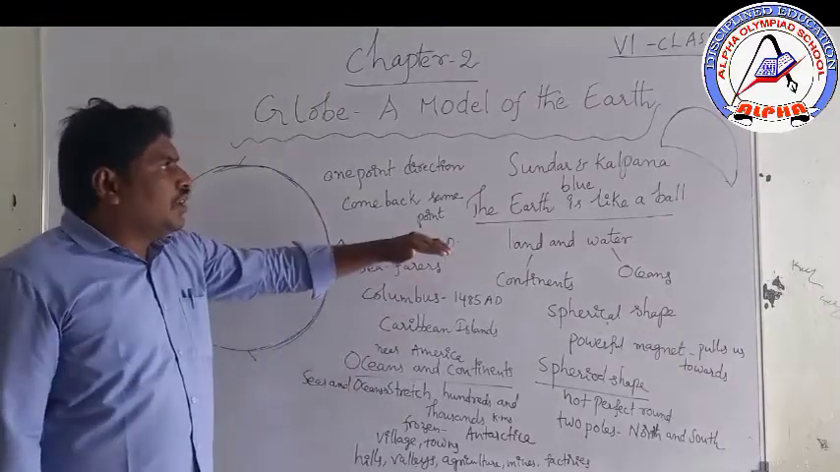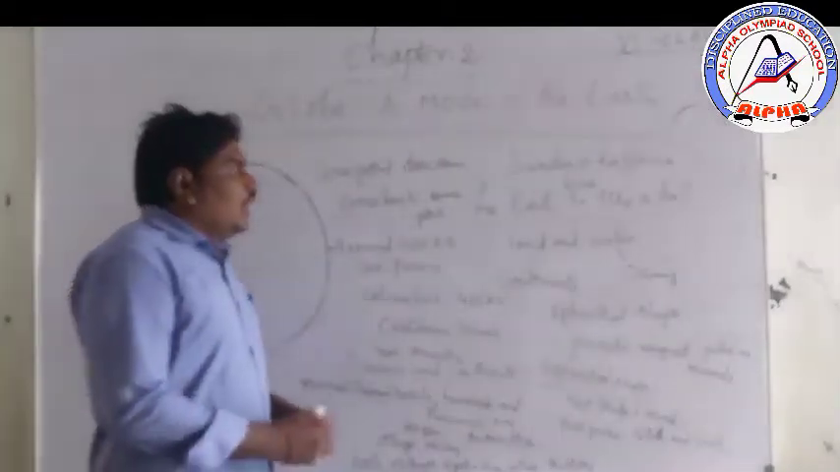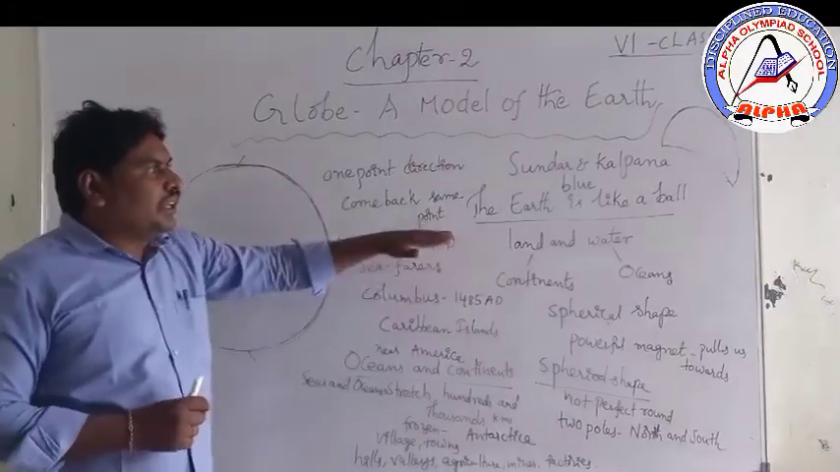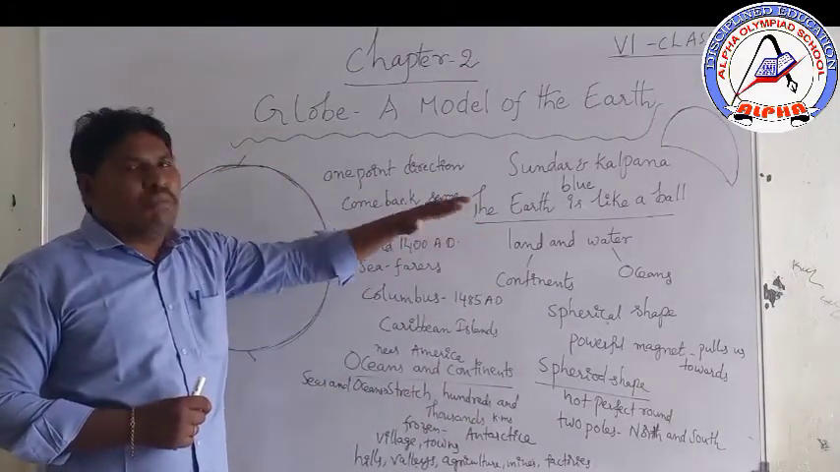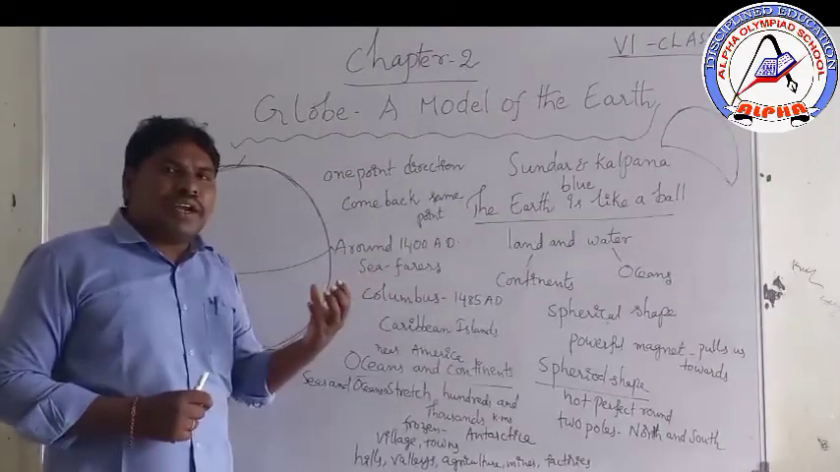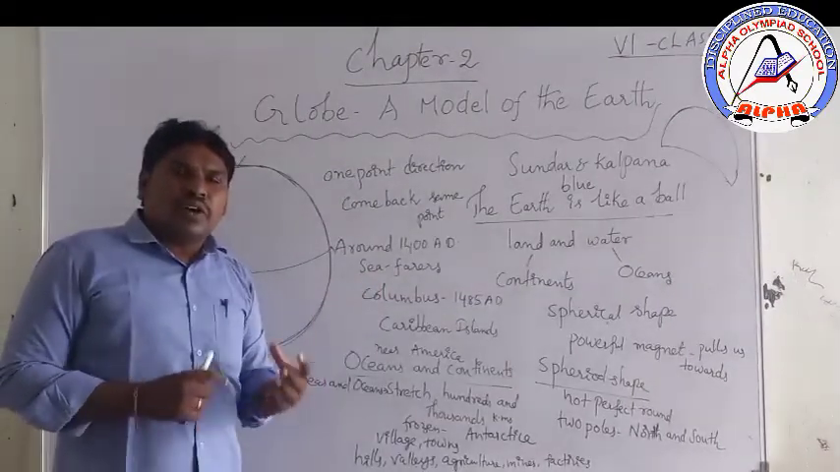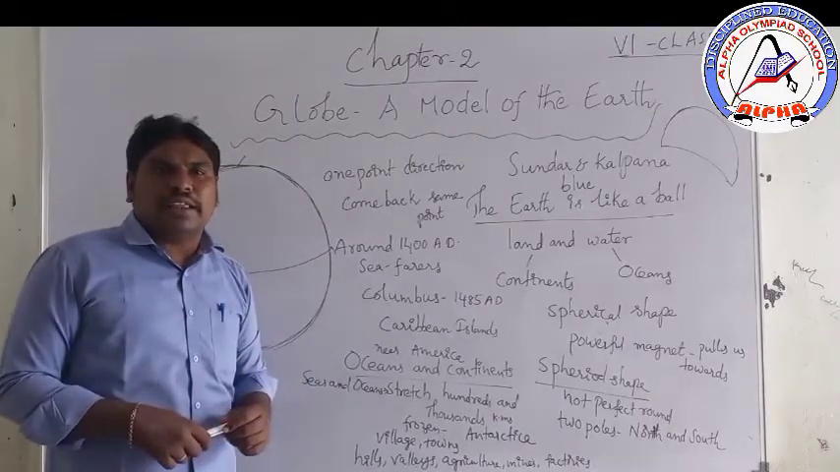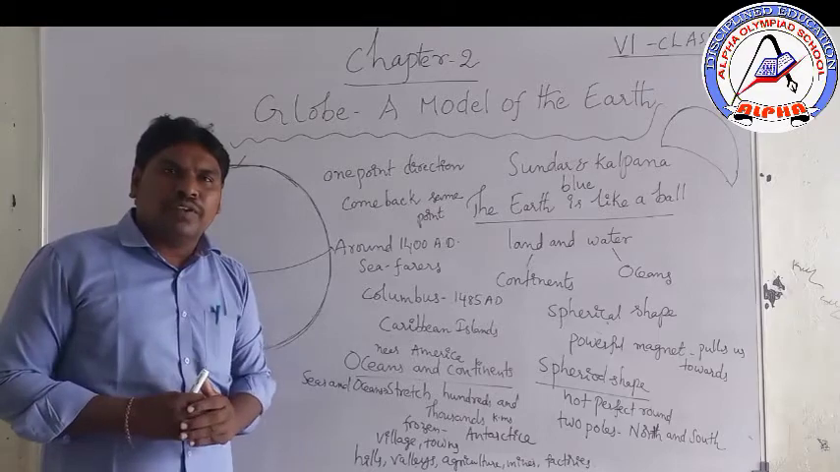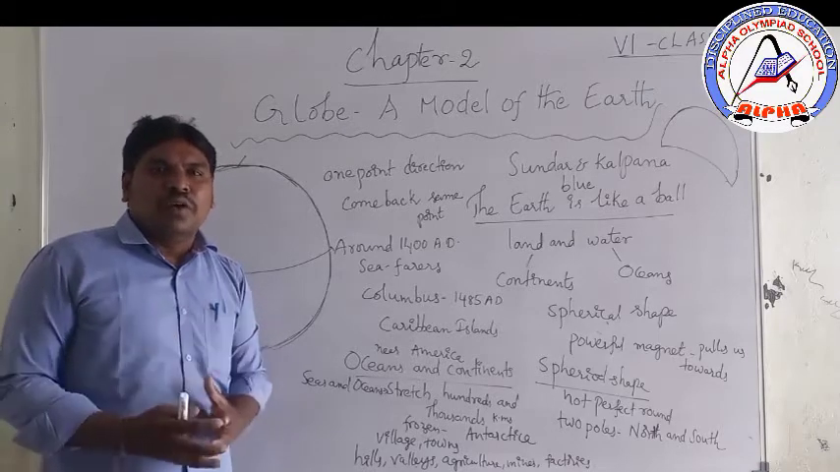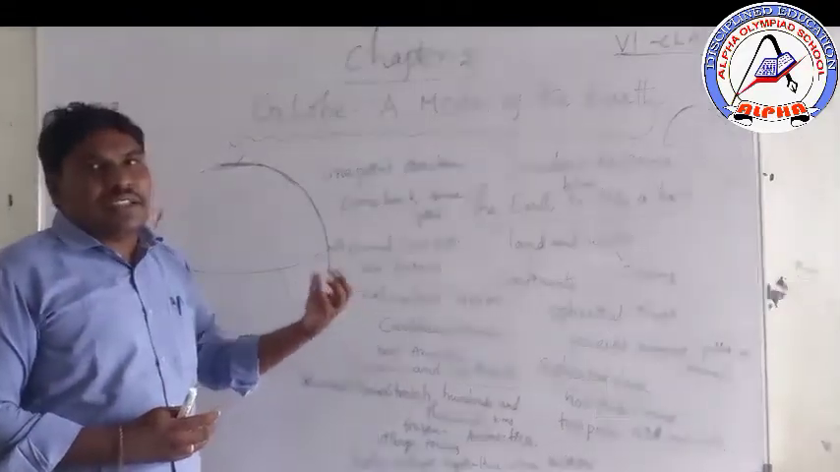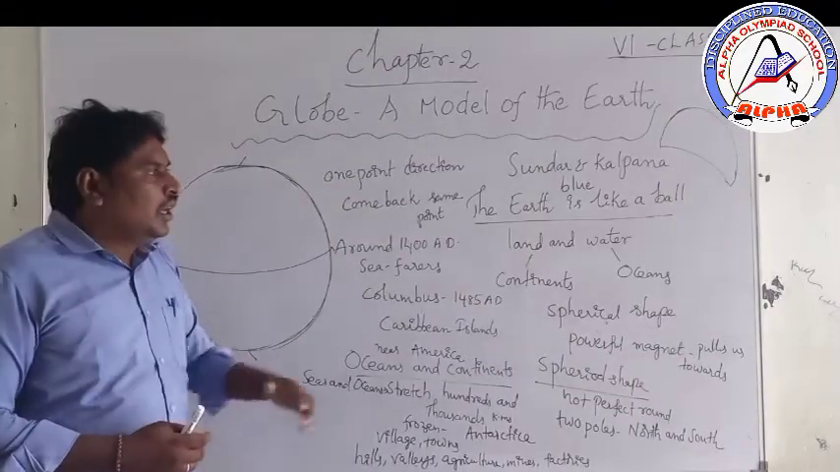Next, we go to the next part. Earth is like a ball. We can discuss this part. The globe is a model of the earth. In other classes, in 5th class, you know the globe. When you see the globe, that is a model of the earth. That is our topic today.